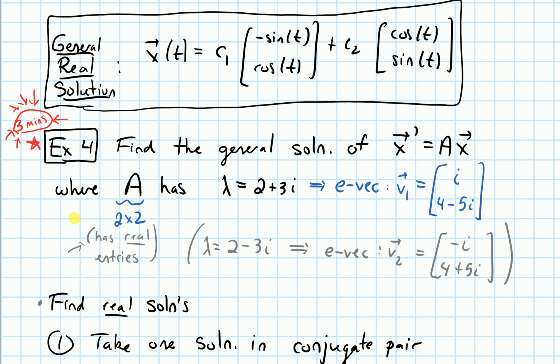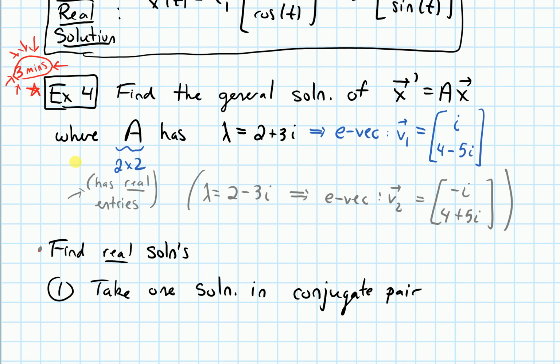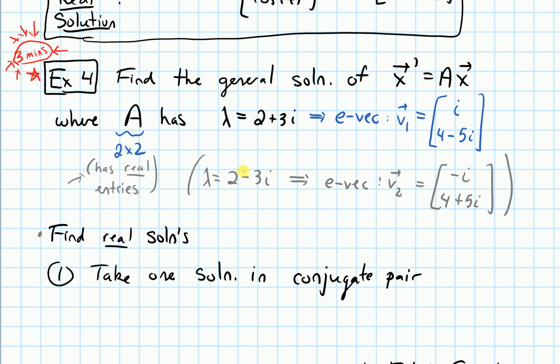So if I want to find real solutions, whenever we have these complex eigenvalues, we take one solution in a conjugate pair. For example, if we were to take lambda equals 2 plus 3i and then form its solution, that would look like e to the 2 plus 3i, multiplied by its eigenvector, which was i, 4 minus 5i. I just have to take one solution in a conjugate pair. I don't have to do both of them.